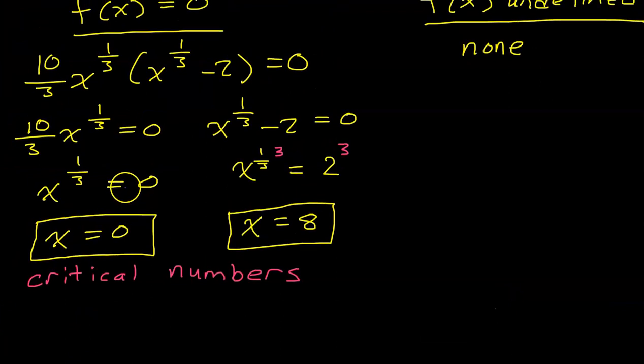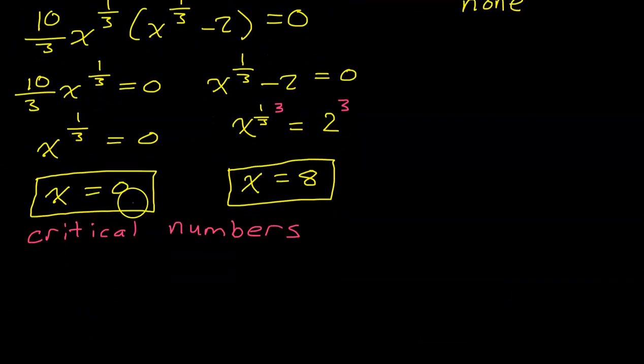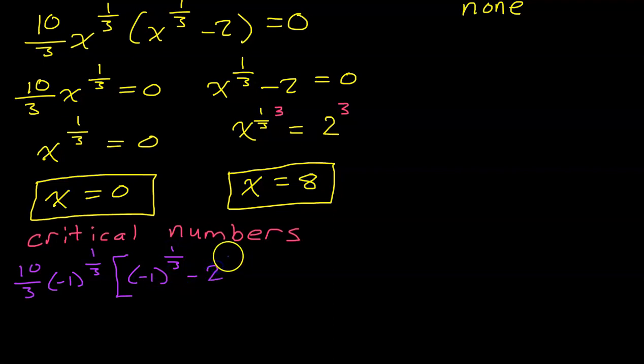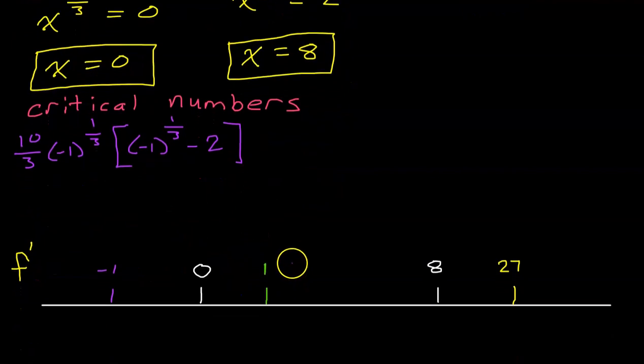Okay, so I'm starting off with this -1. So I'm going to have 10 thirds times -1 to the 1/3 power, and then I will have -1 to the 1/3 power minus 2. So all I care about is whether or not this is positive or negative. So -1 to the 1/3 power is just going to be -1. So out here in the front is going to be negative. So I'm just going to keep track of that.